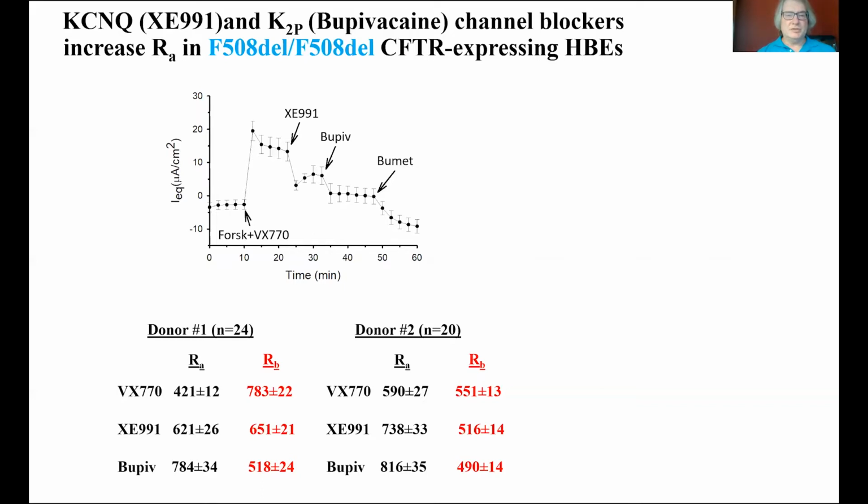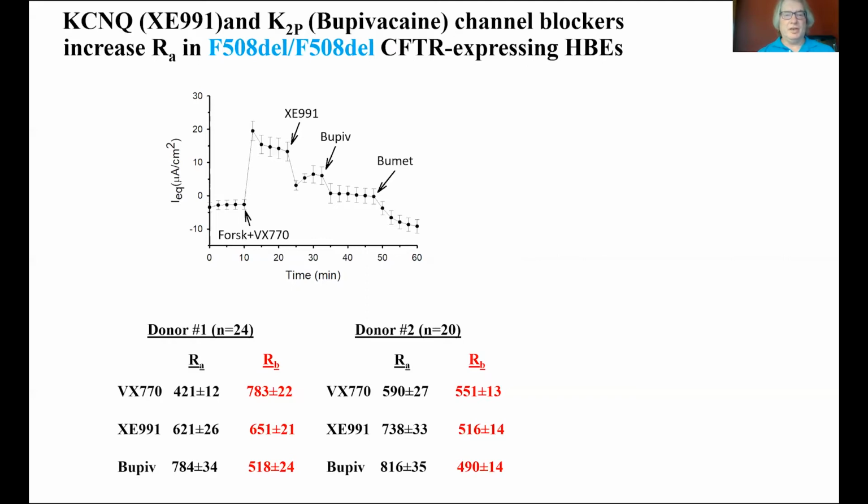The basolateral resistance paradoxically actually decreased. It decreased more in donor number 1 than it did in donor number 2, but they're qualitatively similar results. So we interpret these results to indicate that the apical membrane contains the functional KCNQ and K2P channels, which is reflected by blocking these channels and causing an increase in the apical membrane resistance. The decrease in basolateral resistance may in fact be the cells attempting to recover following block of the apical membrane, although that requires more clarification.